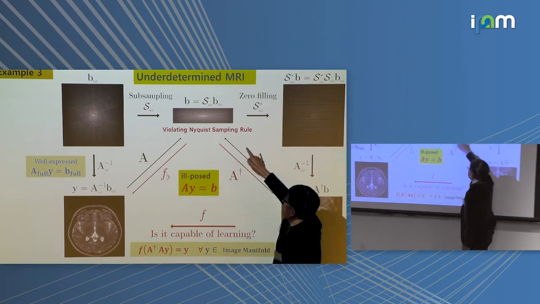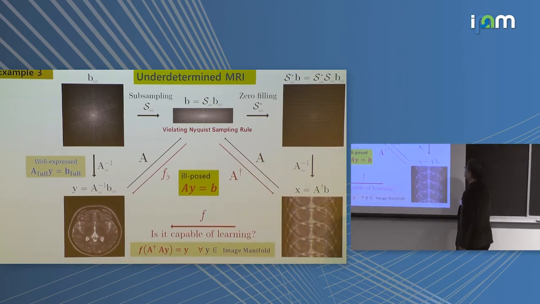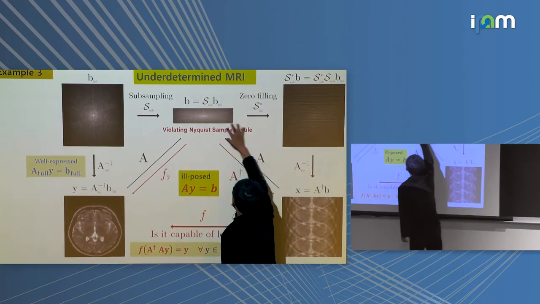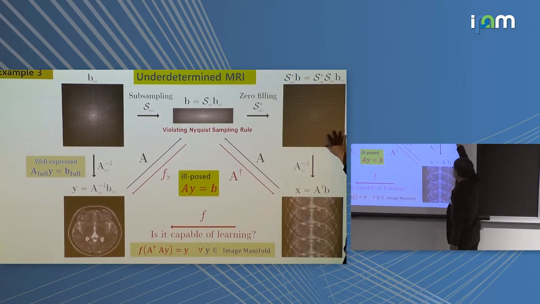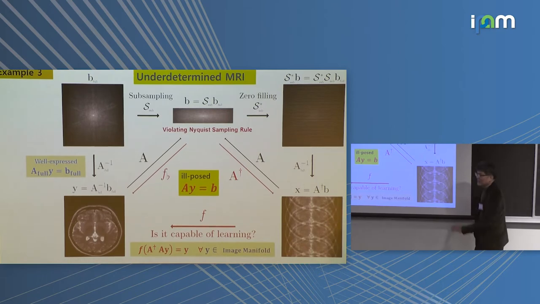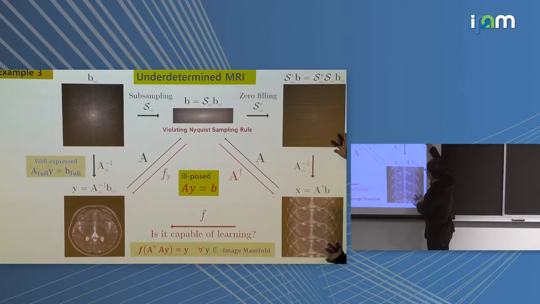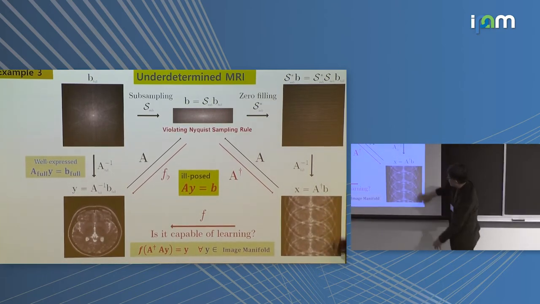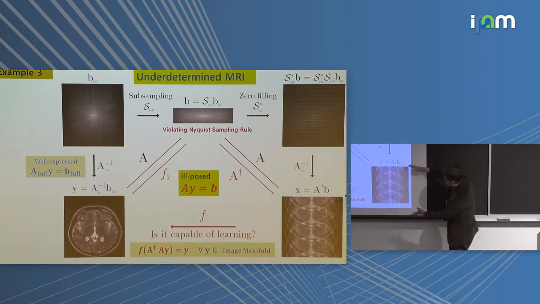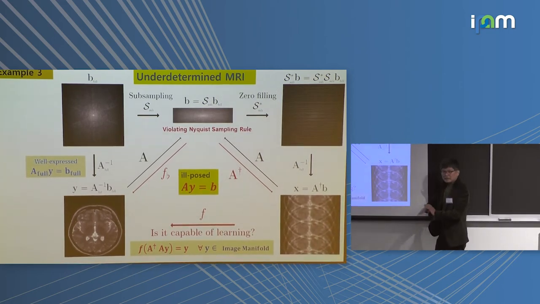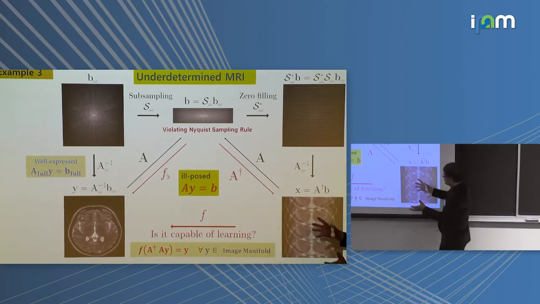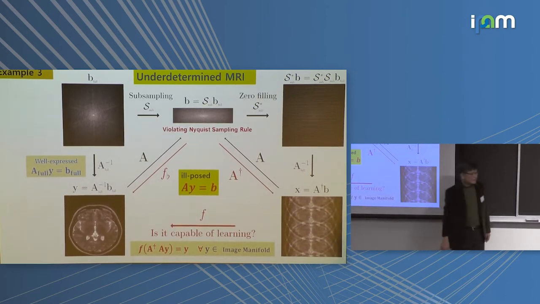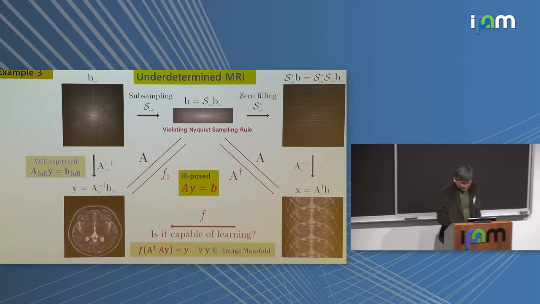Violating the Nyquist sampling rule, you then have subsampling. Suppose it's a uniform subsampling, not random sampling, then you have this type of image. If you do the uniform subsampling, by the Poisson summation formula you have a wrapped image. And can you unfold it? Can you get from this to that one? That's the question in the undersampled MRI problem.